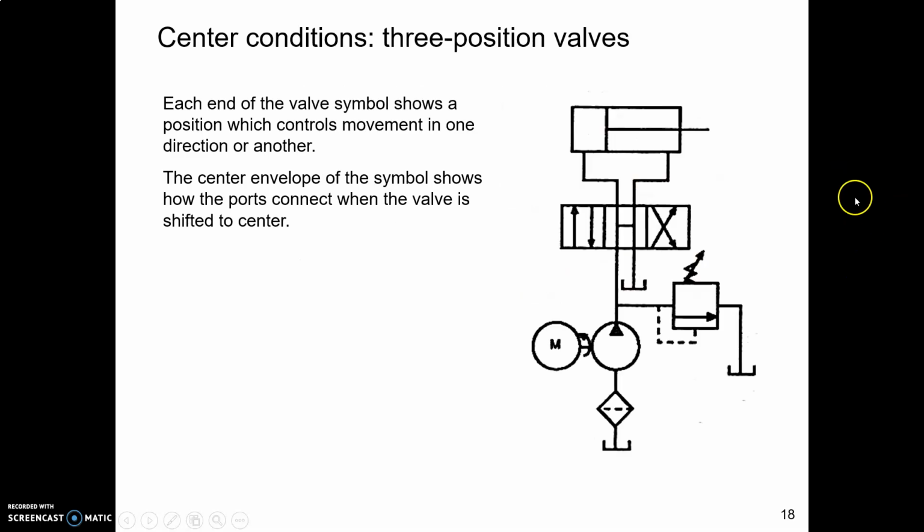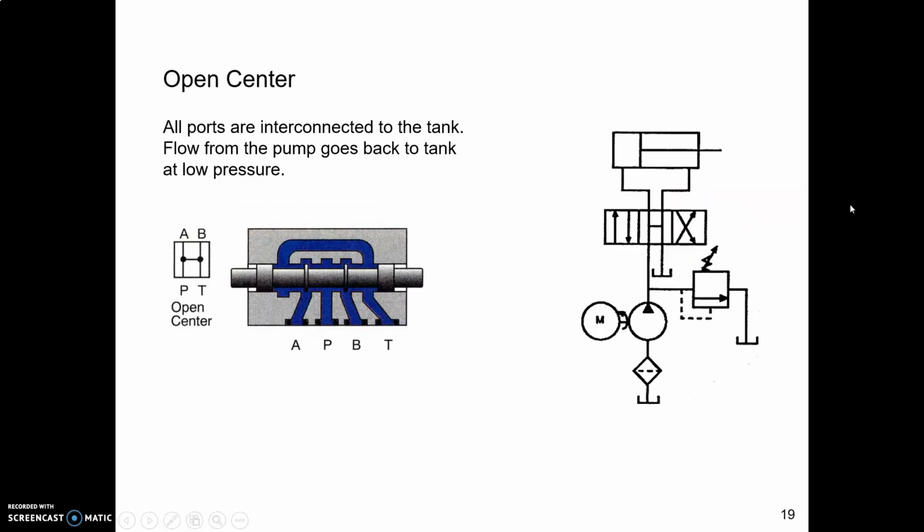I was going to tell you about the pilot, but I think I'm going to tell you about the pilot later. So first, sorry about that, first some centering conditions. In a three-position valve, you'll have various center conditions where the valve can be shifted there and something or other happens. In an open center, which looks like this in the envelope symbol, the flows go from the tank through the valve back to tank again. So here's an open center.